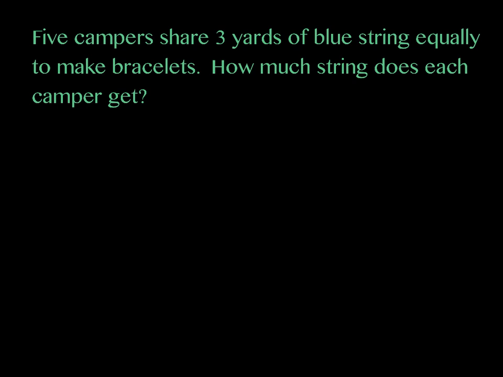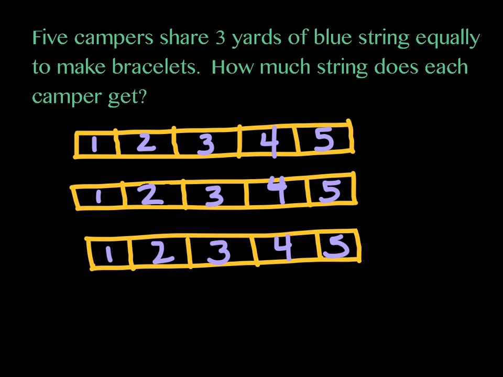So here's another problem that we can take a look at. 5 campers share blue string equally to make bracelets. How much string does each camper get? So again, as you can see, I can draw a picture and I've got 3 rectangles divided into 5 sections here because there are 5 campers.